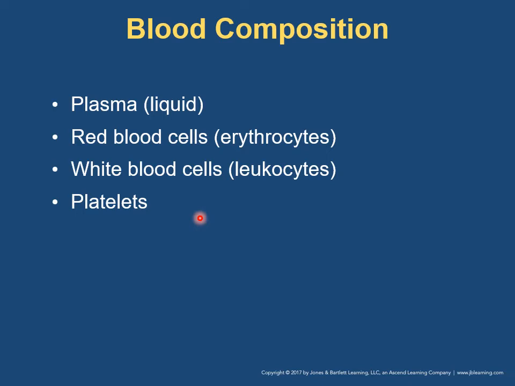The red blood cells, or erythrocytes, contain hemoglobin, which gives blood its color. I would remember that. They carry oxygen. White blood cells are leukocytes. They play a role in the body's immune defense to fight infection, and your platelets are essential in the initial formation of a blood clot.